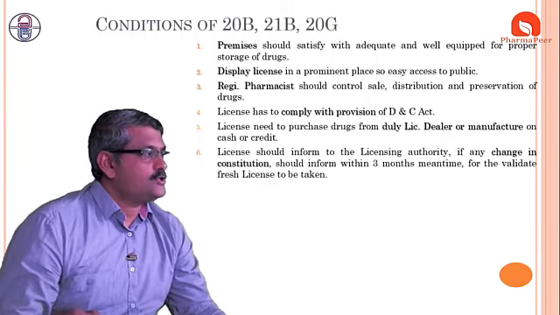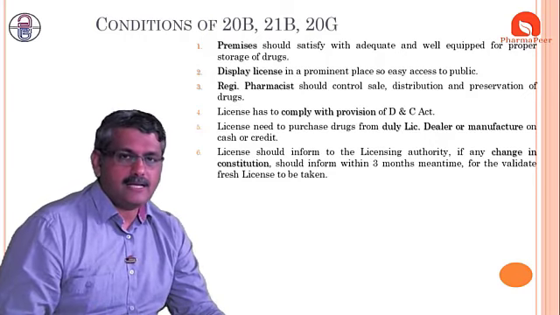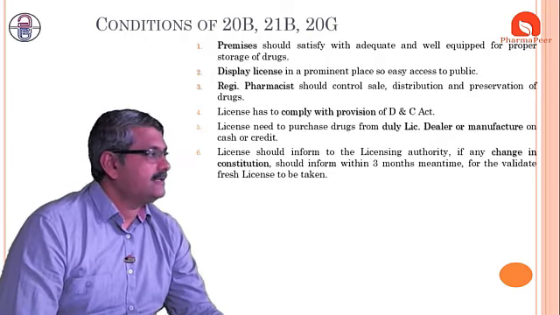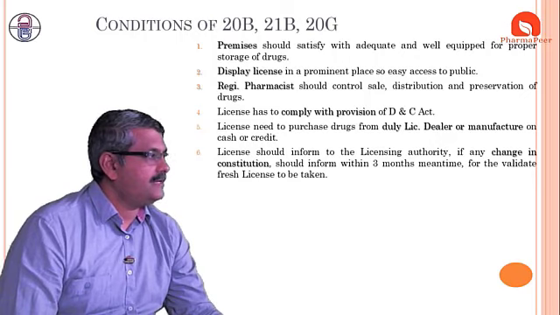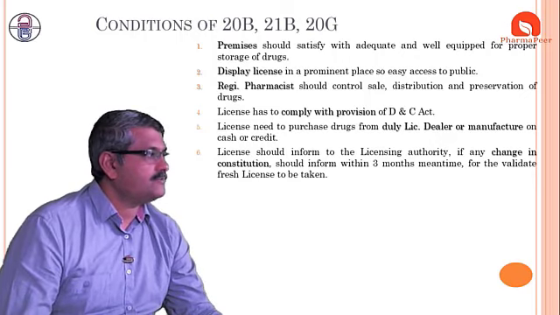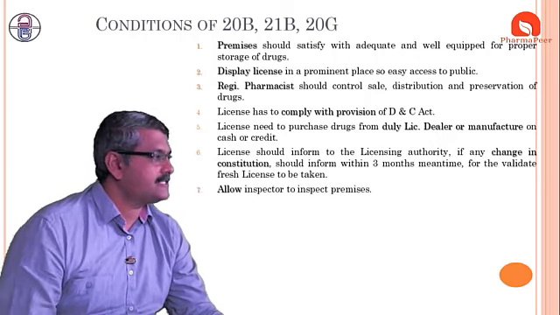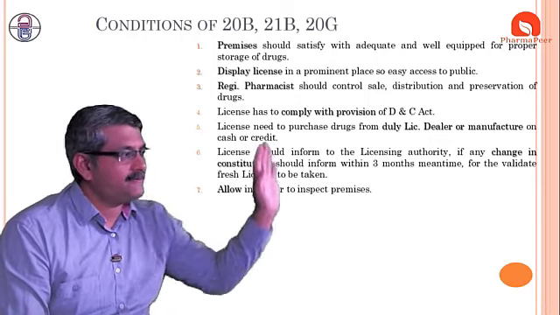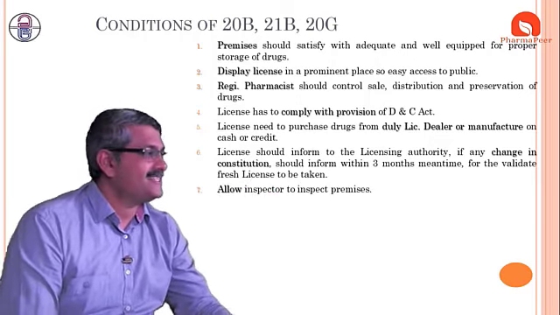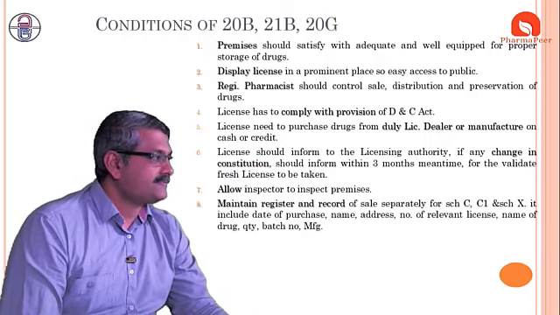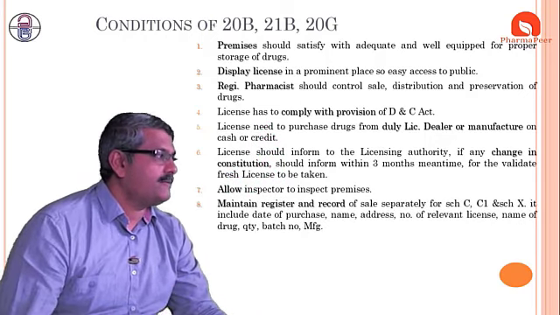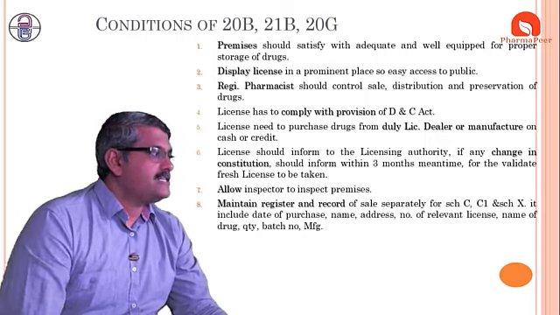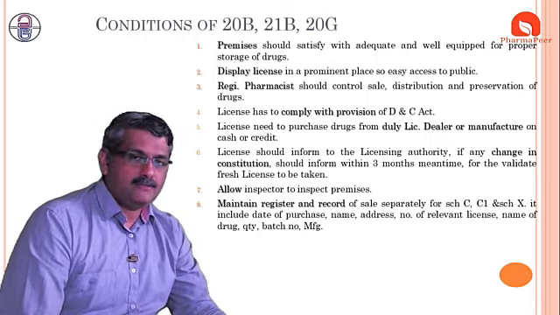If there is any change in the constitution, then immediately inform the licensing authority; a 3 months' time is given meanwhile to validate the fresh license. Allow the inspector to inspect the premises. Common 7 parts. Now this is also one of the very common things: maintain a register for the record of the sale of the drugs.